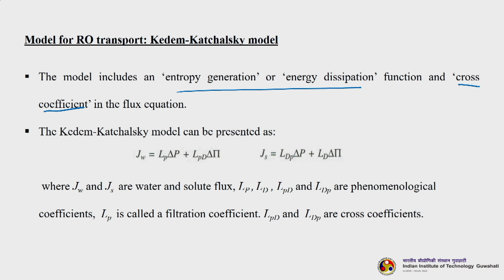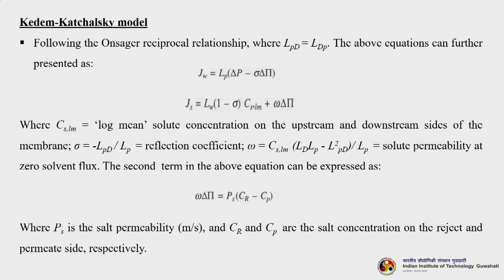So, we can write the equation of the water flux as well as salt flux like this. Jw is the water flux, Jw = Lp ΔP + Lpd Δπ, and the salt flux Js = Ldp ΔP + Ld Δπ. Jw and Js are the water and salt flux, whereas Lp, Ld, Lpd and Ldp are the phenomenological coefficients. Lp is called the filtration coefficient, Lpd and Ldp are the cross coefficients. Now, as we know, Onsager suggested that the cross coefficients are equal, so Lpd equals Ldp.